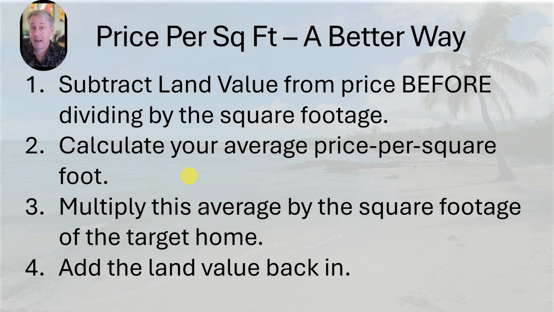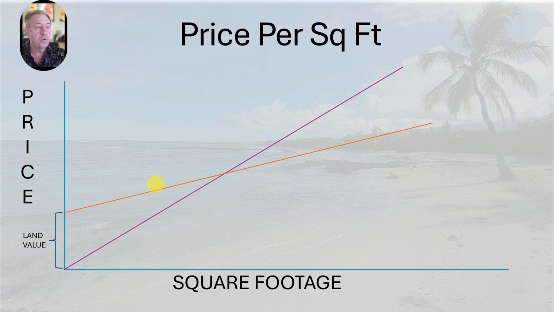That same land value that you subtracted out of the price before you divided by the square footage, now you add that land value back in. And what happens then, it puts you on this straight line rather than on this line here. And you're going to come up with a much more accurate way of doing price per square foot, particularly for high square footage or low square footage homes.